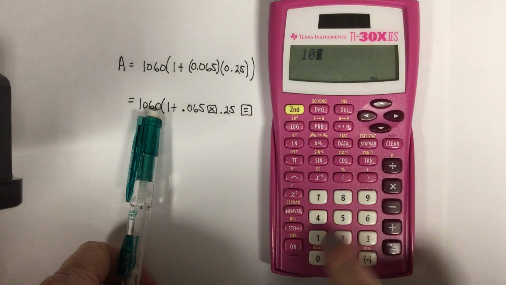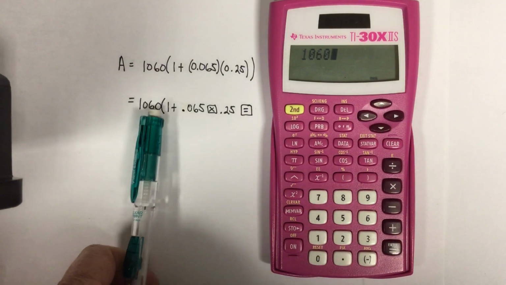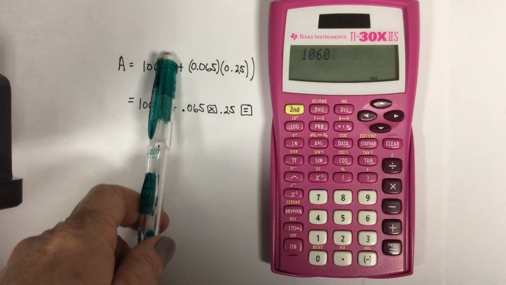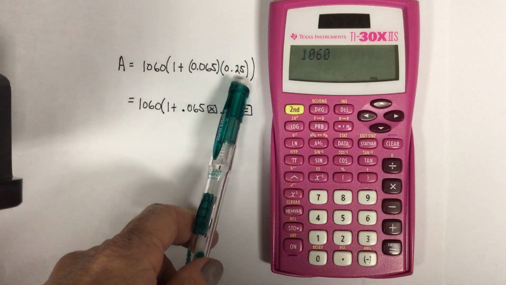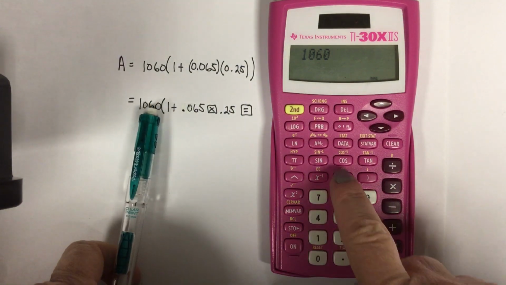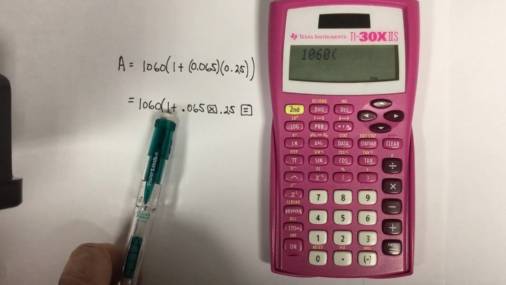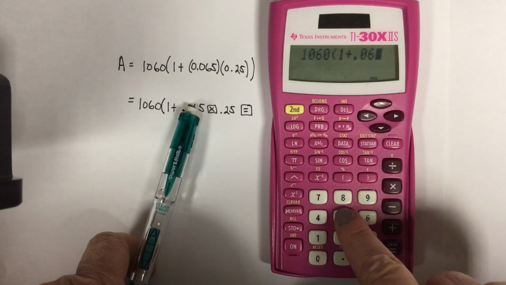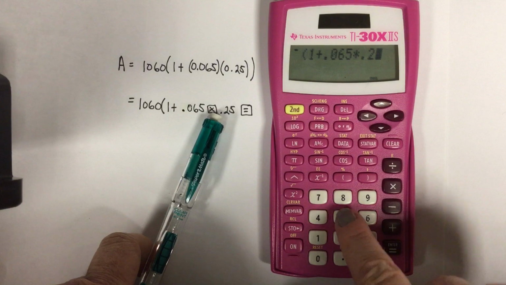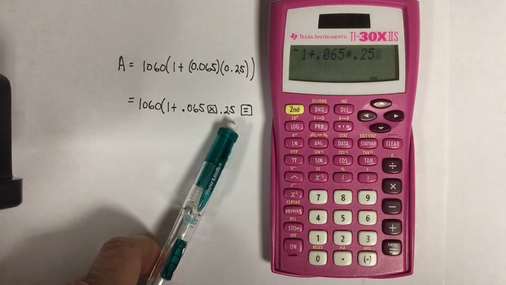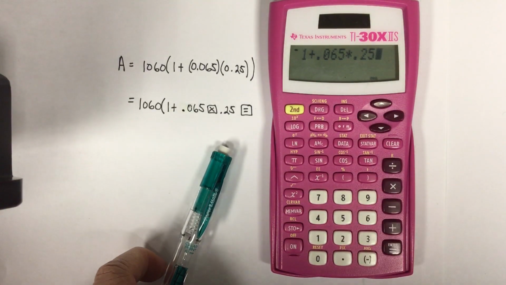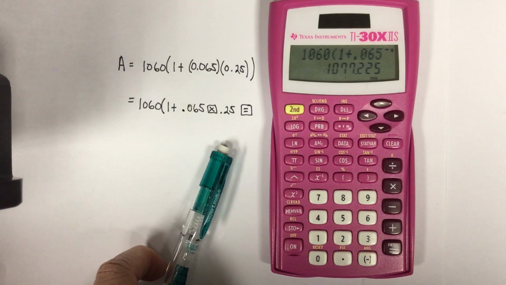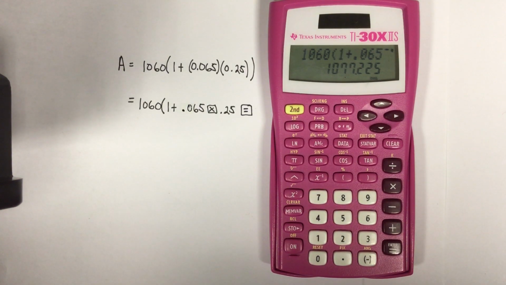I'm going to put 1060, and now because I want the 1060 multiplied by everything that comes afterward, I'm going to use that open parentheses, and then 1 plus the 0.065 times 0.25, and now I could press the close parentheses, but it's really not necessary. All I have to do at this point is press equal, and there's our final result.